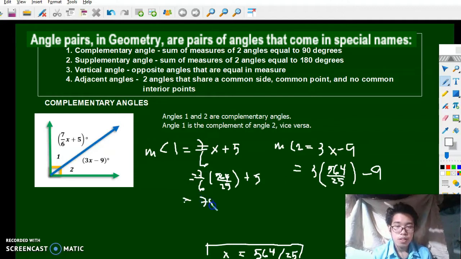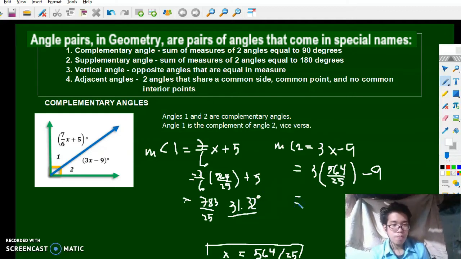783 over 25. Then, since we're looking for the value of the angle in 2 decimal places, the value is roughly 31.32 degrees. So this is the measurement of angle 1. How about the measurement of angle 2?